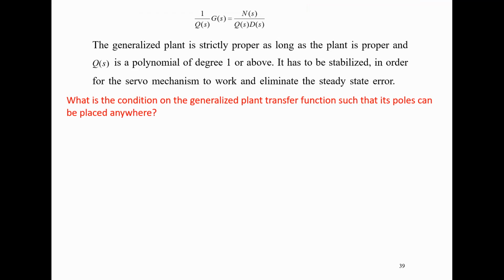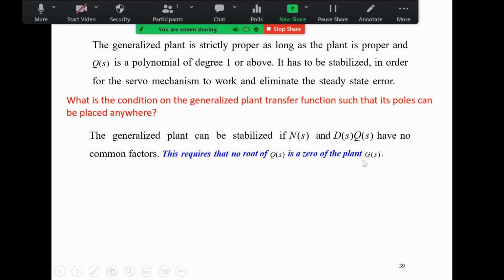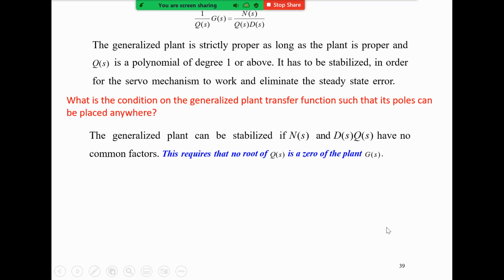There is a condition. What is the condition? There are supposed to be no common factors. Here we are considering the generalized plant, which will be D times Q. If N and D times Q have no common factor, which means the root of this Q cannot be the same as the root of N. They cannot have the same root.